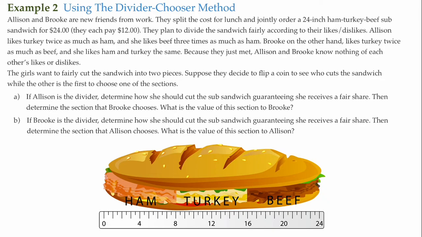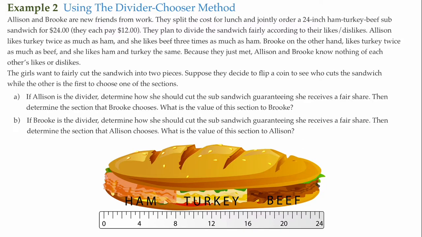In this example, we are going to use the divider-chooser method of fair division. This is a very common method for dividing a continuous asset between two players or parties. And the title is exactly what it implies. One player divides while the other player chooses. Because of this type of division, it's between two players or parties. According to fair division, then each player should expect to get at least 1/2 or 50% of the asset.